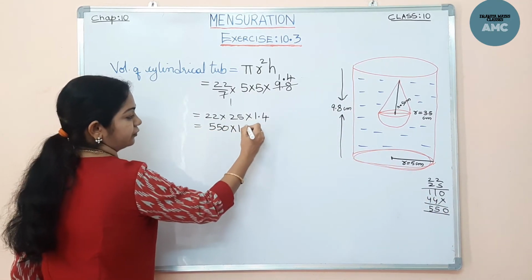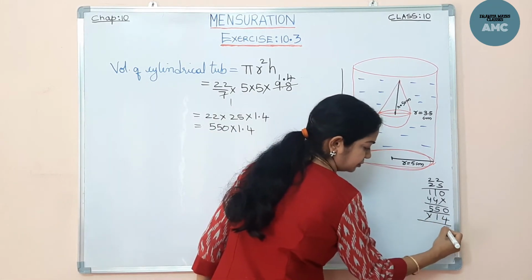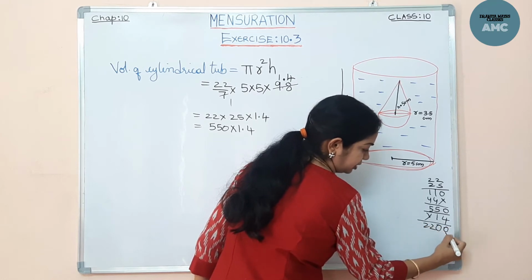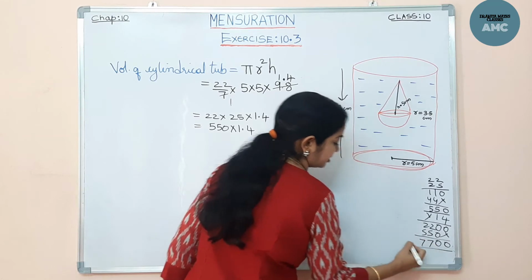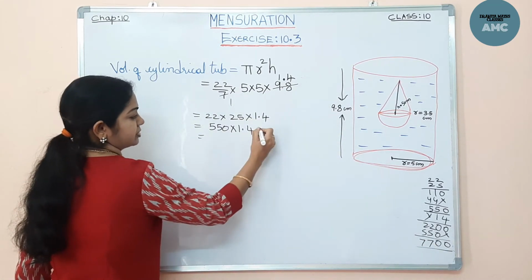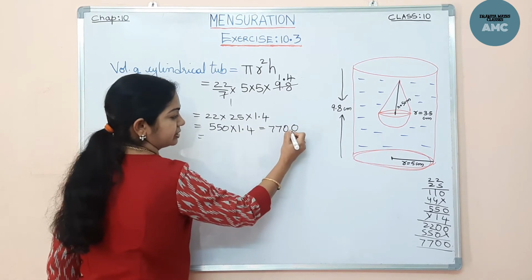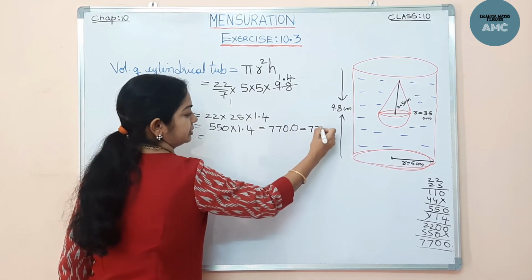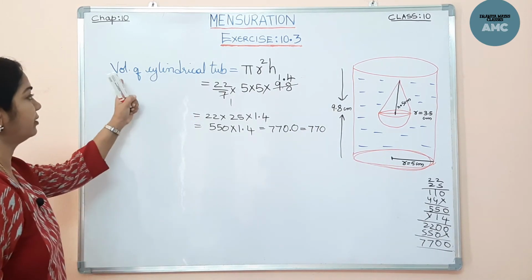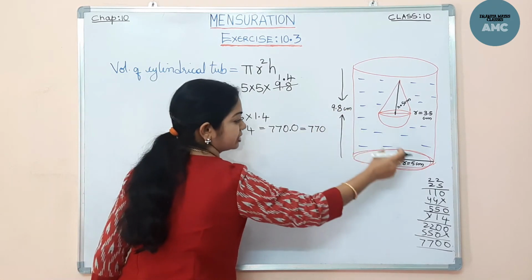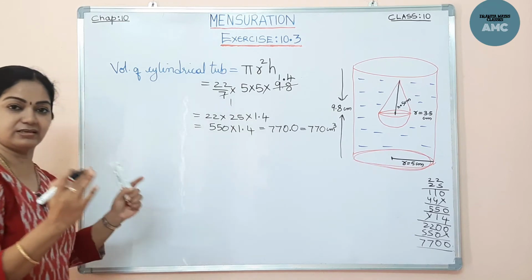into 1.4. So let me multiply here itself. So 0, 20, 22, again 0, 5, 5. So 0, 0, 7, 7, 7, 7, 0, 0. This comes to 7700, where we have to keep the decimal after one digit. So this is simply after decimal, 0 has no value. So that is simply 770. Now this is volume and given in dimension centimeter, so centimeter cube. This is the volume of the cylindrical tub.